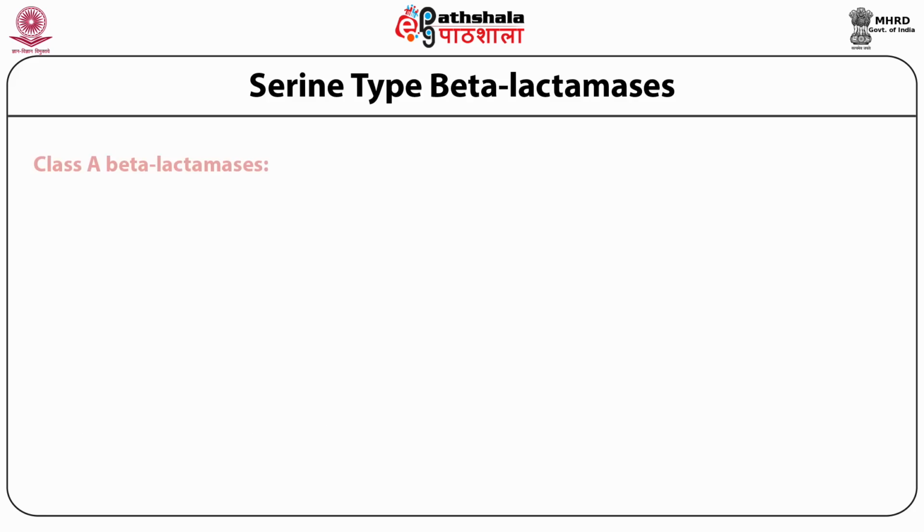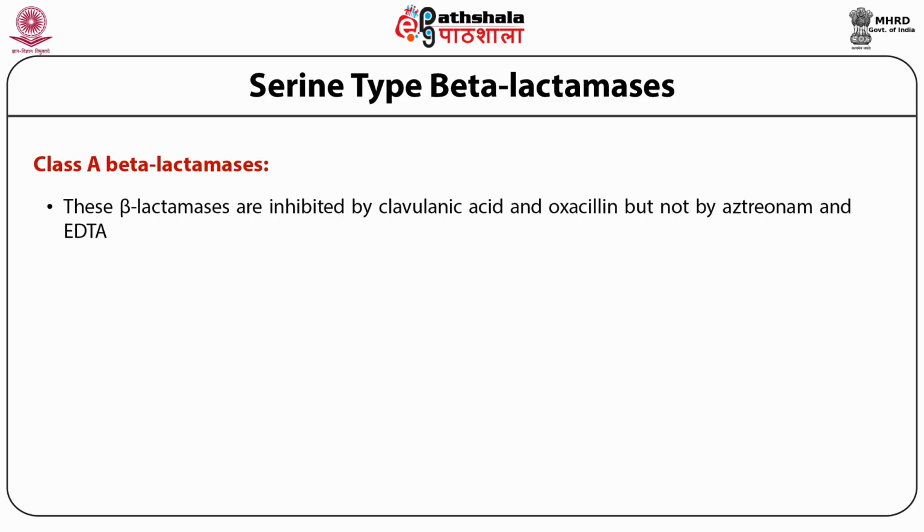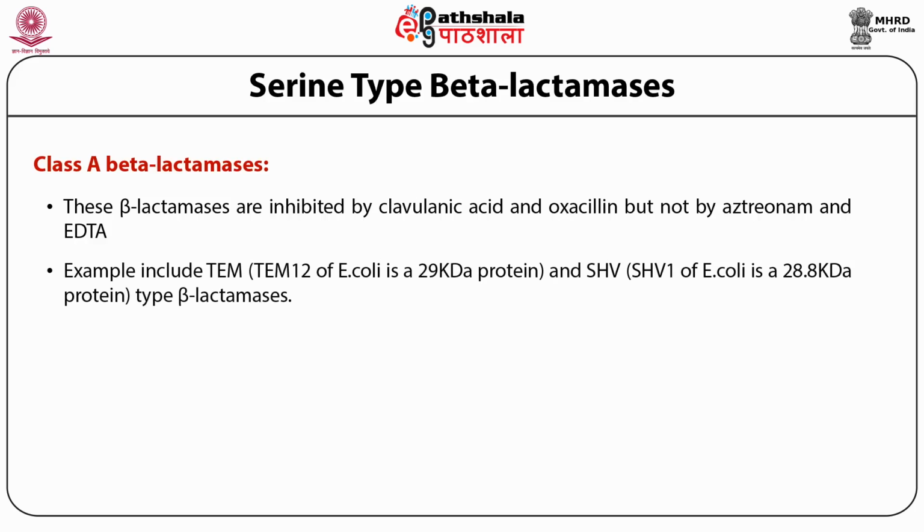First of all, class A beta-lactamases. These beta-lactamases are inhibited by clavulanic acid and oxacillin, but not by aztreonam and EDTA. This is a characteristic test for them. They include TEM, such as TEM-1 of E. coli, which has a molecular weight of 29 kilodalton, and SHV, such as SHV-1 of E. coli, which has a molecular weight of 28.8 kilodalton.